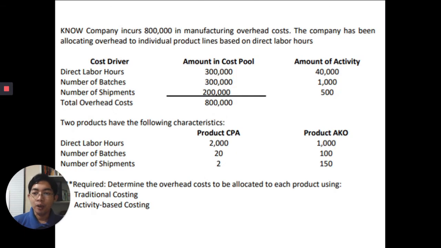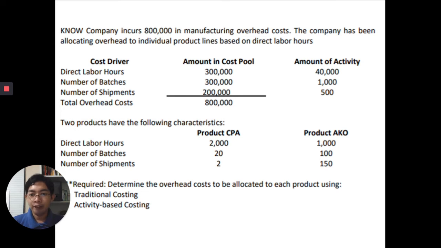As an example, we have this company. Company incurs 800,000 in manufacturing overhead costs. The company has been allocating overhead costs to individual product lines based on direct labor hours. Cost drivers: we have direct labor hours, number of batches, and number of shipments. We have the total overhead cost of 800,000. Each activity and cost pool is presented on screen.